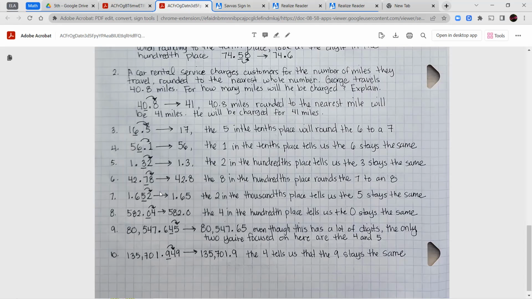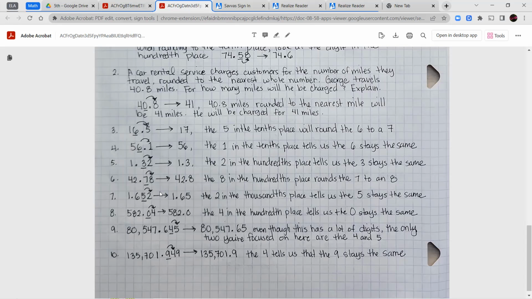For number 4, we're also looking at the ones place and deciding which way it's going to round. In order to decide that, we're going to look at the tenths place, which is the place value right after it. Now, the number that's in the tenths place is a 1. So that 1 is going to tell us that we're leaving the 6 alone. The 6 is going to stay the same. So 56 and 1/10 is going to round down to just 56.